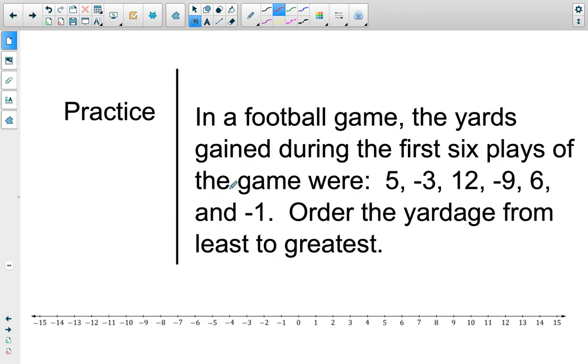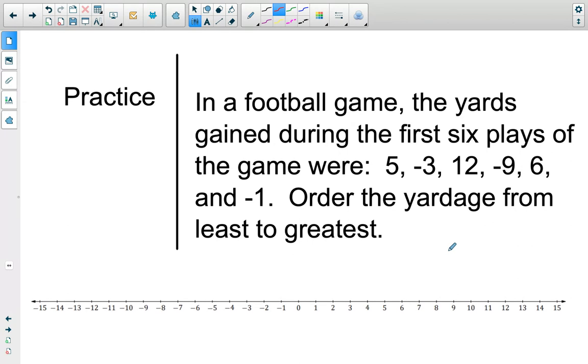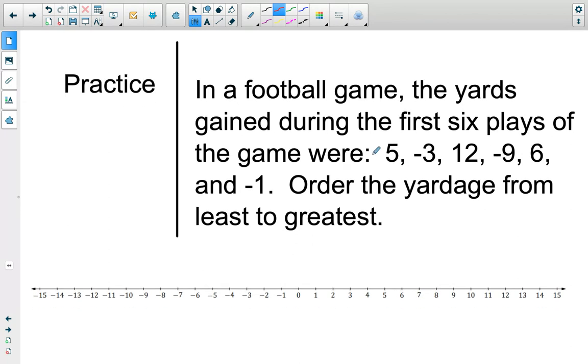Okay, in a football game, the yards gained during the first 6 plays of the game were 5, negative 3, 12, negative 9, 6, and negative 1. We're going to order this yardage from least to greatest. Let's just put them on the number line first. I have 5. That's here. Negative 3, down here. 12, way over here. Negative 9 is over here. And lastly, 6 and negative 1.